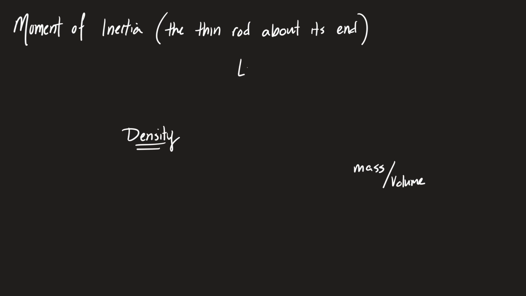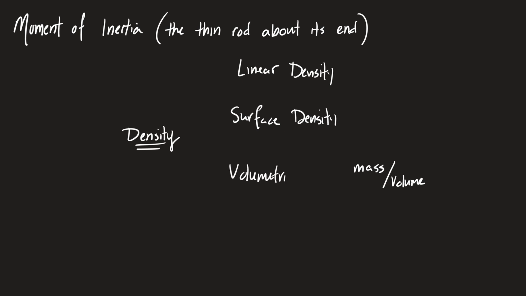There's linear mass density. There's surface density. And then there's volumetric density. Volumetric density is the one that you guys already know, mass per unit volume. But these other two, you should know, but you don't. But they're pretty obvious. For example, surface density is going to be mass per unit area.